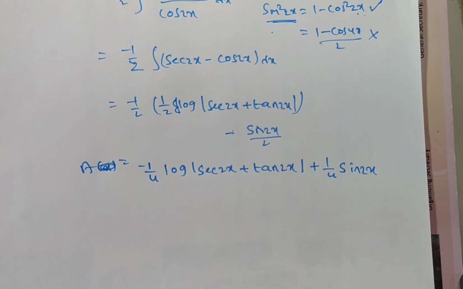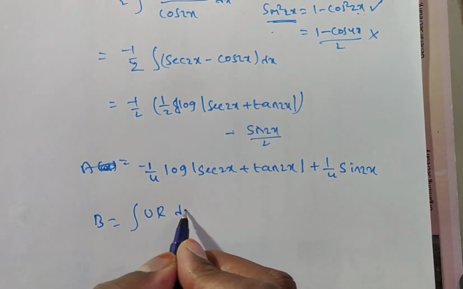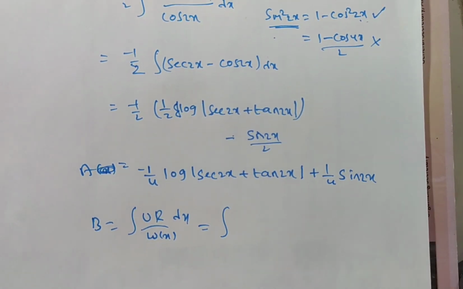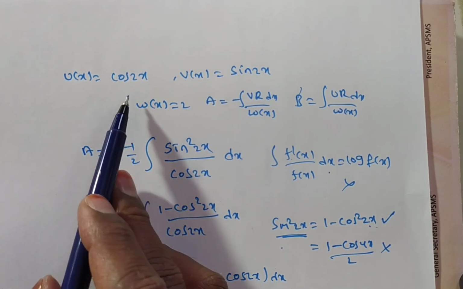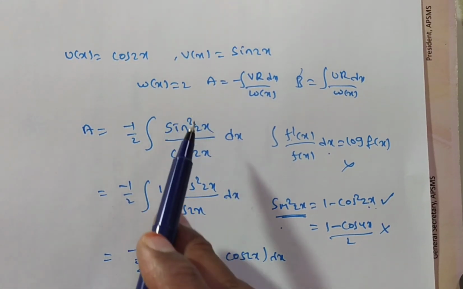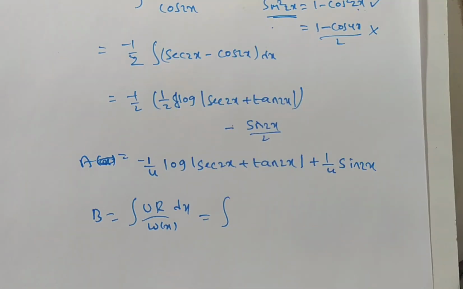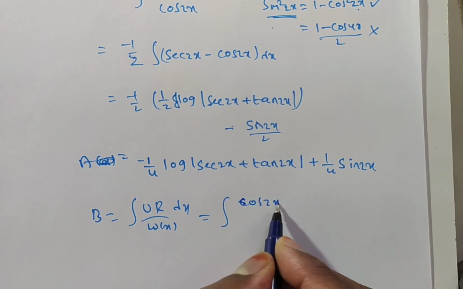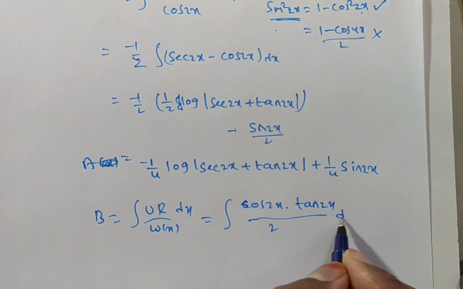Now you want the b value. That is, b is equal to the integral of u r dx by w of x. What is u? You have c1 cos 2x, so from this u is cos 2x. What is w? 2. What is r? We have tan 2x. So u is cos 2x, r is tan 2x, divided by 2 into dx.